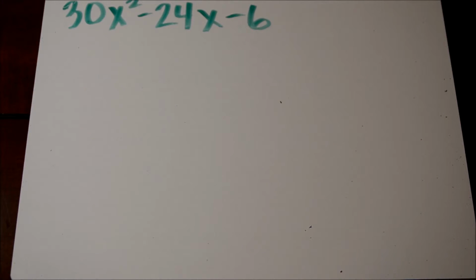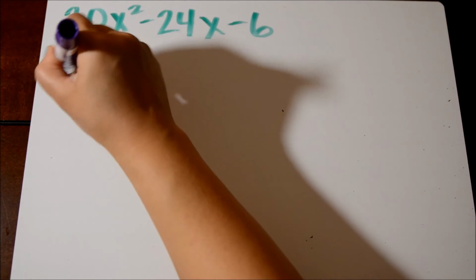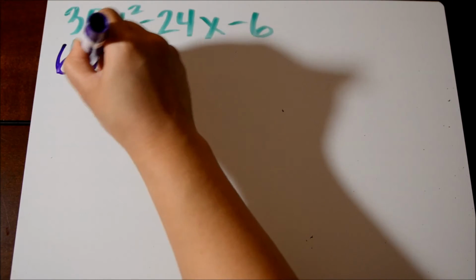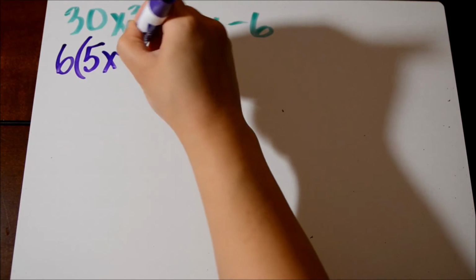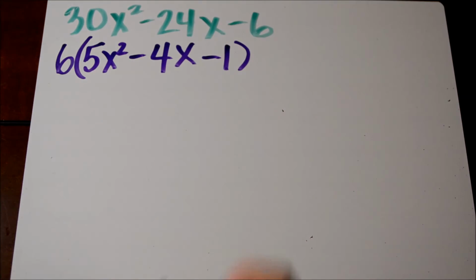So here we have 30x squared minus 24x minus 6. We first check to see what our greatest common factor is. On this problem, our greatest common factor is 6, because that's the biggest number that goes into 30, 24, and 6. Divide it or factor it out, we get 5x squared minus 4x minus 1.